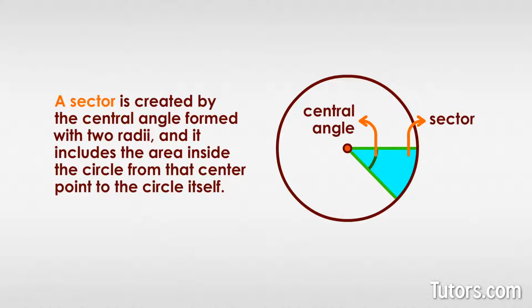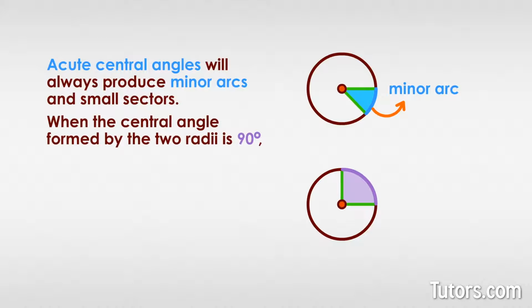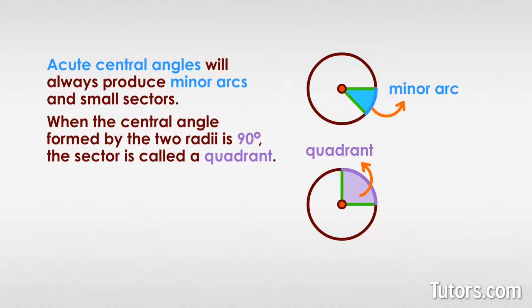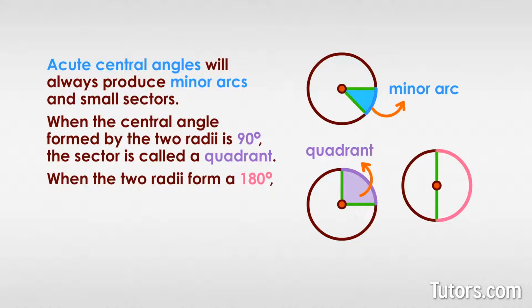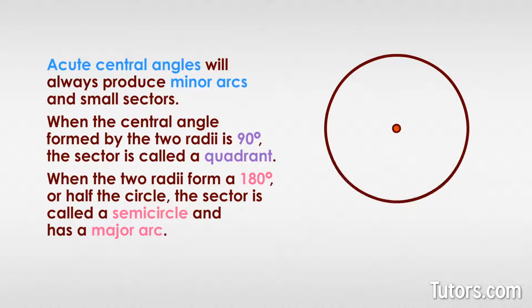The portion of the circle's circumference bounded by the radii, the arc, is part of the sector. Acute central angles will always produce minor arcs and small sectors. When the central angle formed by the two radii is 90 degrees, the sector is called a quadrant because the total circle comprises 4 quadrants or fourths. When the two radii form 180 degrees, or half the circle, the sector is called a semicircle and has a major arc.